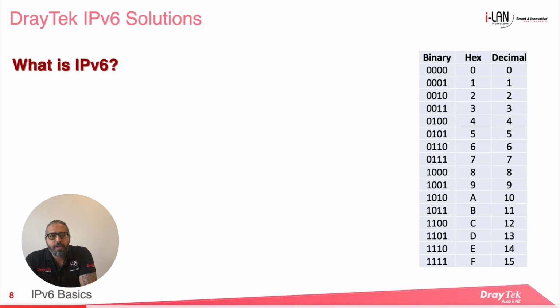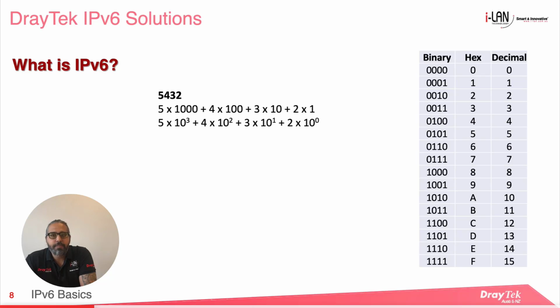So if we take a decimal number like 5432. Another way we can look at it is that it's 5 times 1000 plus 4 times 100 plus 3 times 10 plus 2 times 1. Another way we can write that is that it's 5 multiplied by 10 to the power of 3 or 10 cubed plus 4 multiplied by 10 to the power of 2 or 10 squared plus 3 multiplied by 10 to the power of 1 plus 2 multiplied by 10 to the power of 0.